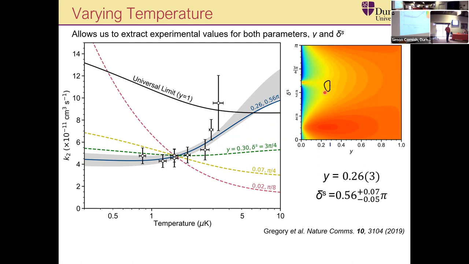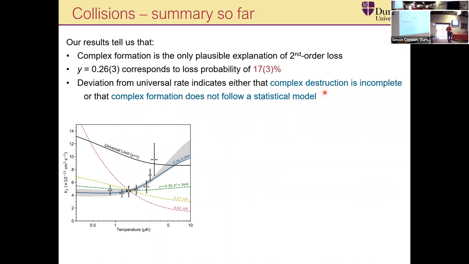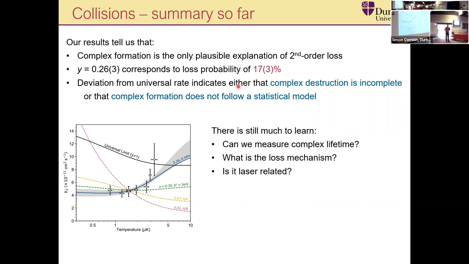So what have we learned from this? Well, in the case of rubidium cesium, we really don't see this big universal loss. The probability of loss at short range equates to around 17% or so. And this deviation could be either that the complex destruction is incomplete, or that the complex formation does not follow the statistical model that we've been using. But what we'd like to do is really understand a little bit more about the complex and this loss mechanism, and whether it's laser based. We have this idea from Python that it would be.